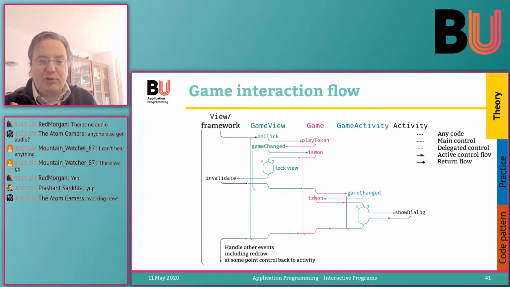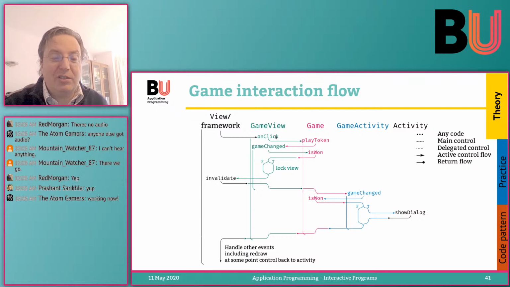So for example, how does your game work? We have our view framework that starts with the control, then somehow there has been an onClick. There's a lot of things happening before the game view gets its onClick. Then at some point it gets an onClick event. It says, yes, I want to listen to this.